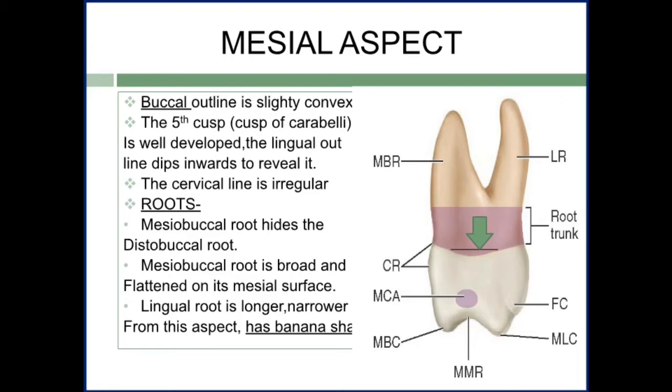Here a green arrow is marked. This represents the crest of curvature, which we discussed at the start, which is 1 mm on the mesial side. 2 roots can be seen from this aspect. One is the mesiobuccal root, which is broad and flattened on its mesial surface, and another is the lingual root, which is longer, narrower, and appears banana-shaped from this aspect. The distobuccal root hides behind the mesiobuccal root.